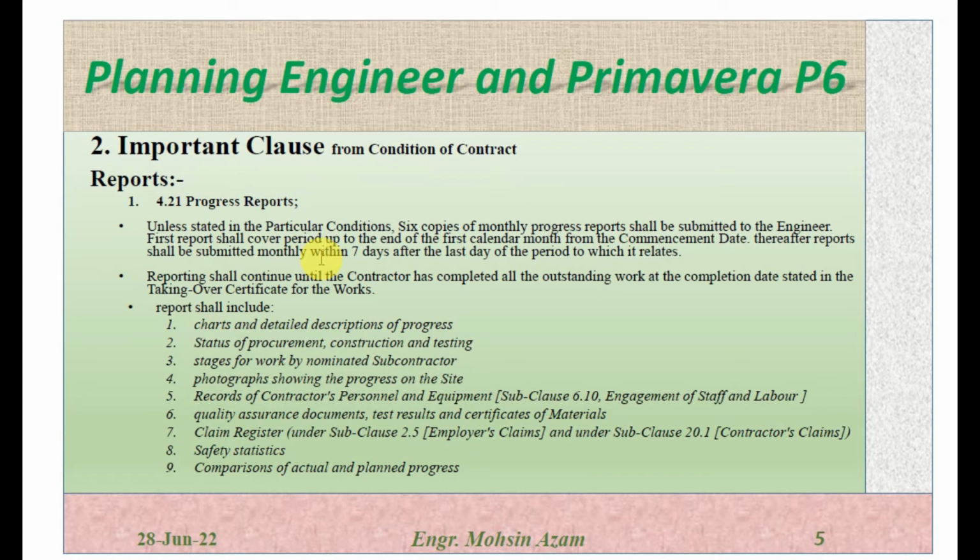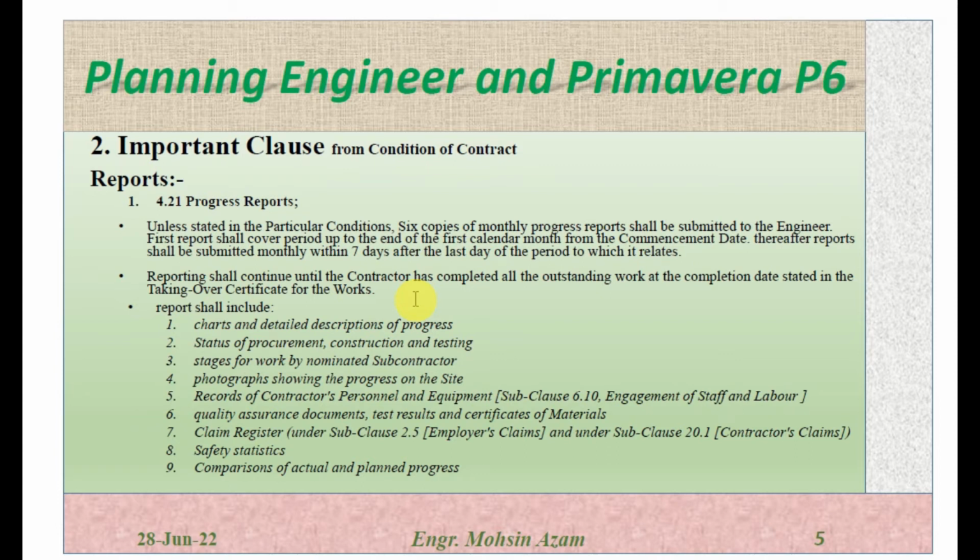After this, every month the contractor should have to submit the monthly report within 7 days after the last day of the period to which it relates. So for each month, within the next 7 days, the contractor should have to submit the progress report. Reports shall continue until the contractor has completed all the outstanding works at the completion date stated in the taking over certificate of the works. So if the contractor gets the taking over certificate but still there are some outstanding works, some time will be given to the contractor to complete the outstanding work. After completing all the outstanding work, holding the taking over certificate from the engineer, the contractor can stop the submission of progress report. The report should include charts and detailed description of progress.